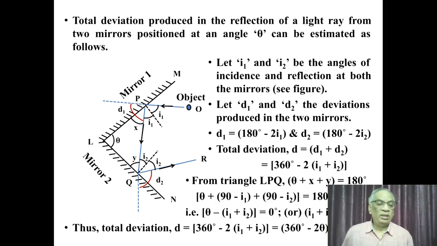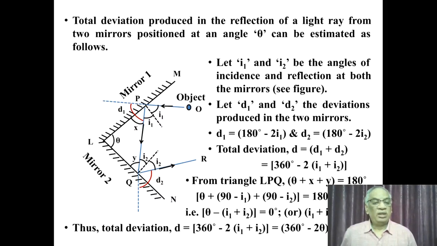Again theta, x, y angles are from the triangle LPQ. Here we want to find out how much the total deviation is between the incident and the finally reflected rays. That means if we extend the incident ray at the mirror 1, then the deflection of that ray from its original path to reflected path is given by D1.